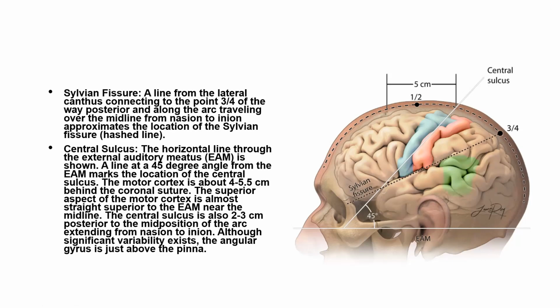The motor cortex is about 4 to 5.5 centimeters behind the coronal suture. Another thing you have to know is that the superior aspect of the motor cortex is almost straight superior to the external auditory meatus near the midline. The central sulcus is also 2 to 3 centimeters posterior to the mid position of the arc extending from the nasion to the inion. You can see over here we have marked this nasion to inion arc, and this is the central sulcus, about 2 to 3 centimeters behind the mid-position of the arc. Although significant variability exists, the angular gyrus is above the pinna. These are some of the important points I really wish to tell in this course.